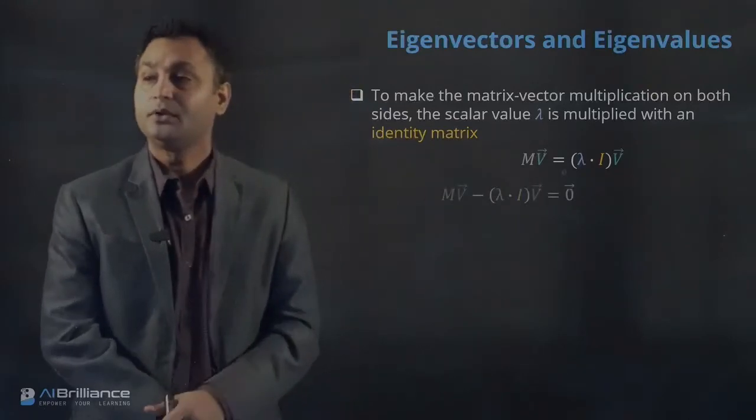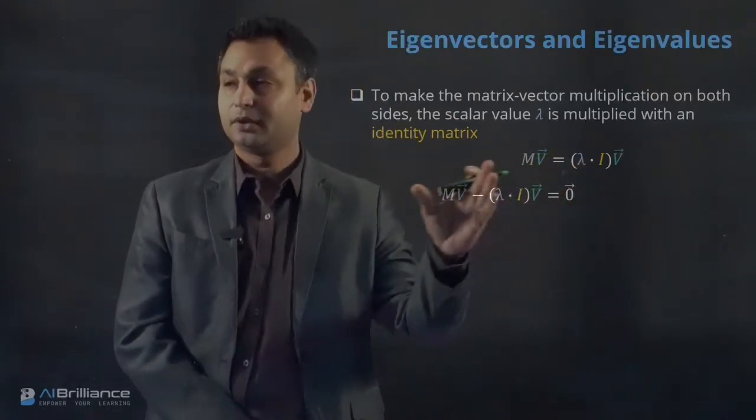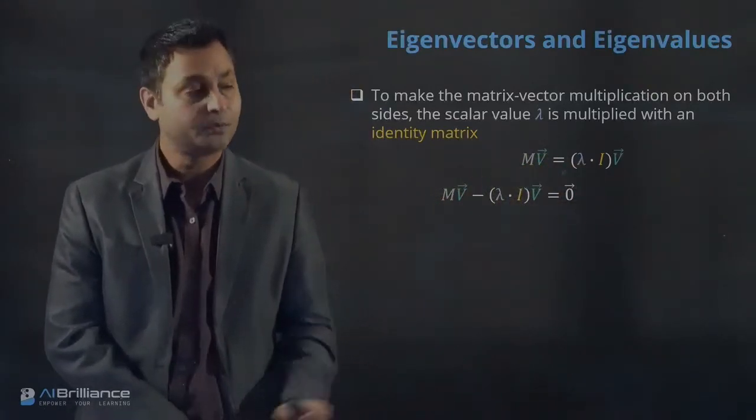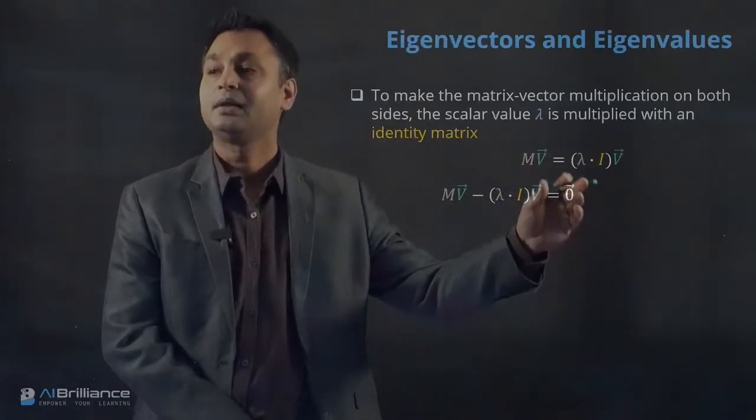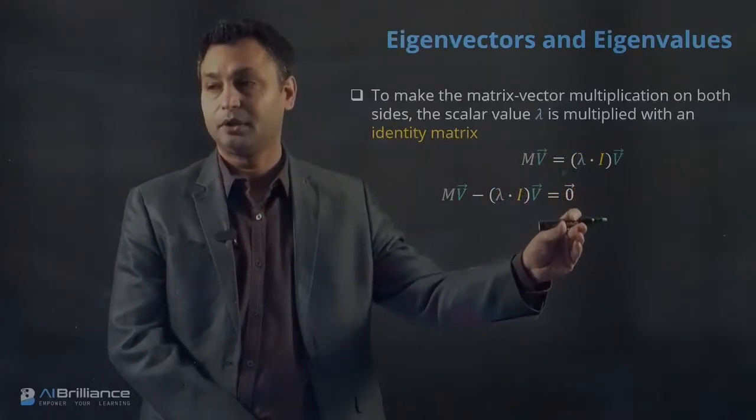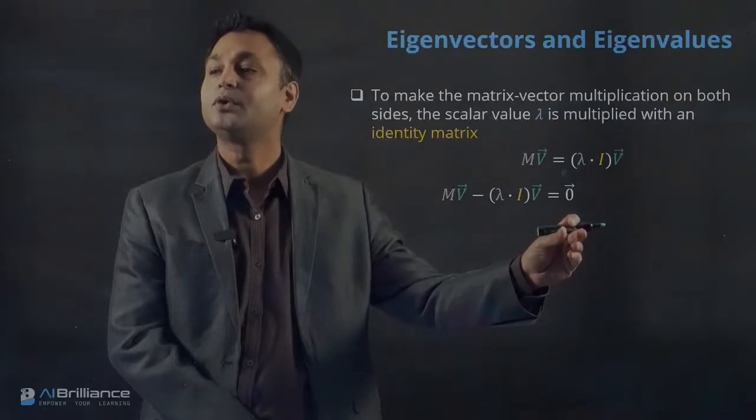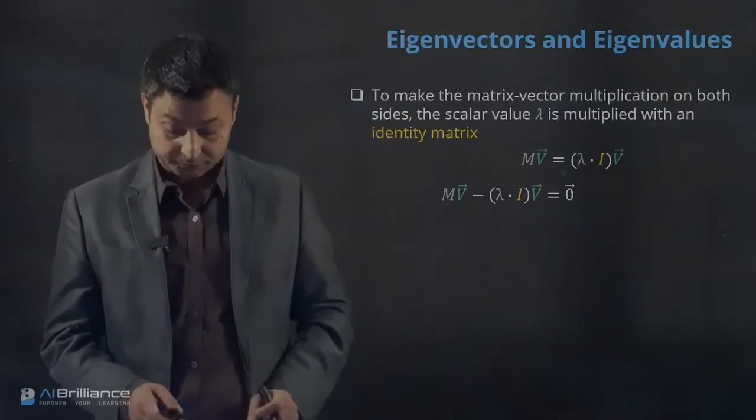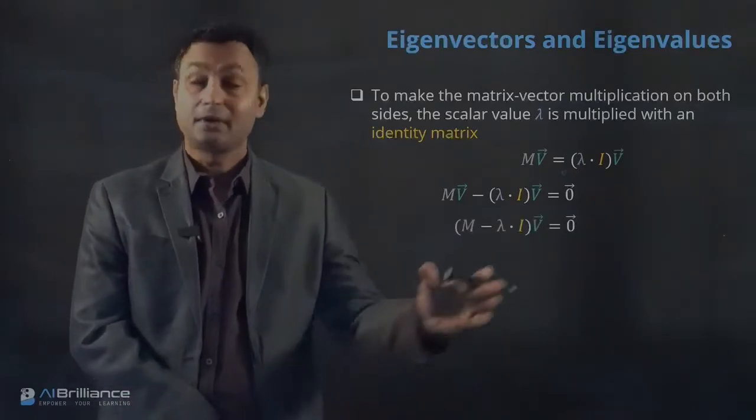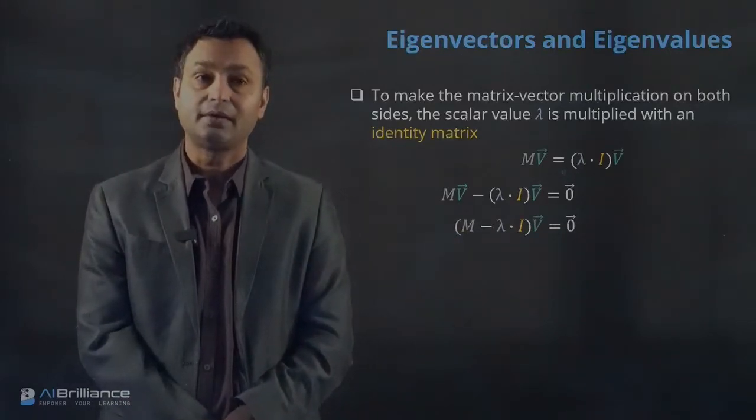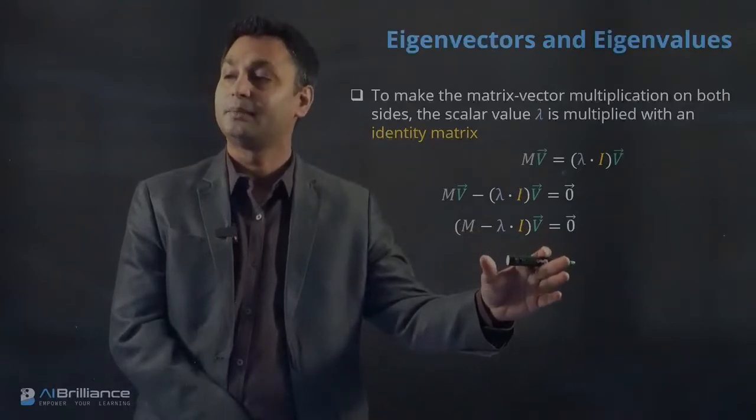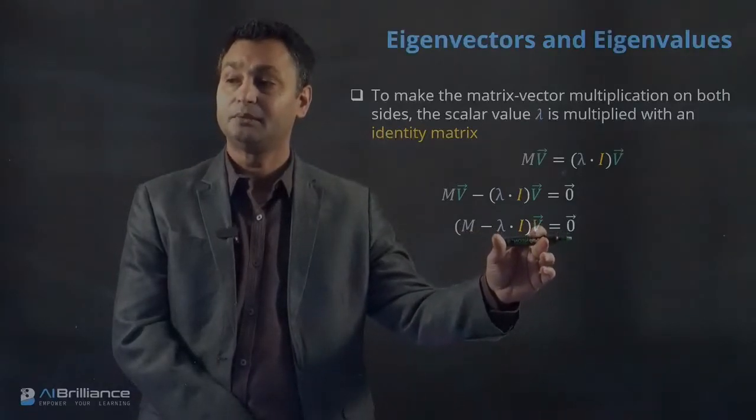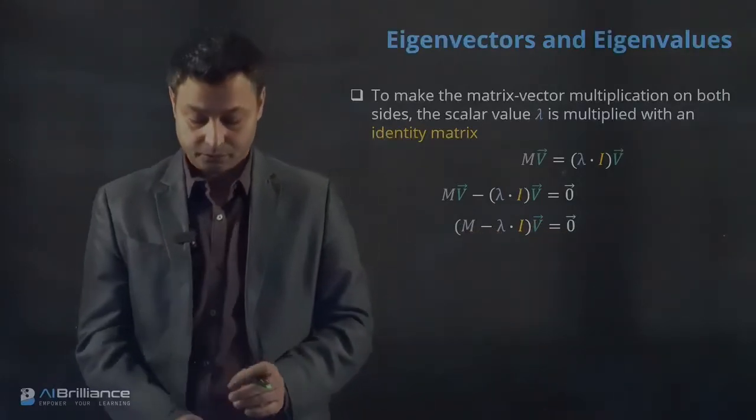Now, we can bring the right hand side to the left hand side and equate it to a zero vector, where the number of elements in this vector is the same as the number of elements in the vector v. From here we can simplify this equation and write M minus lambda I, the identity matrix, multiplied by vector v, is equal to the zero vector.